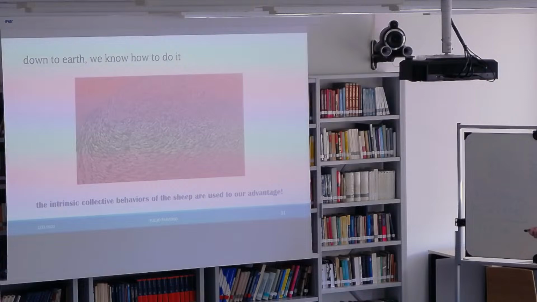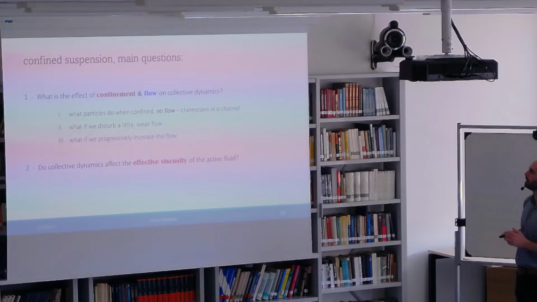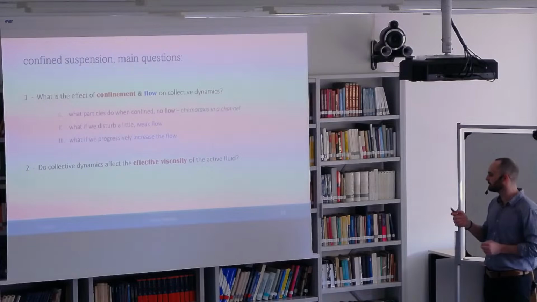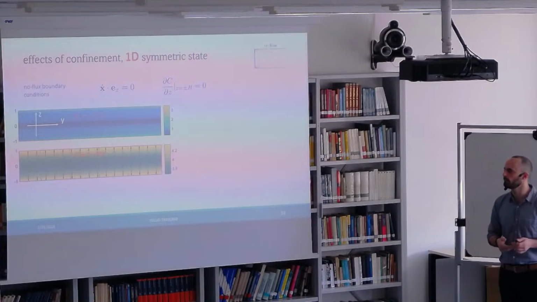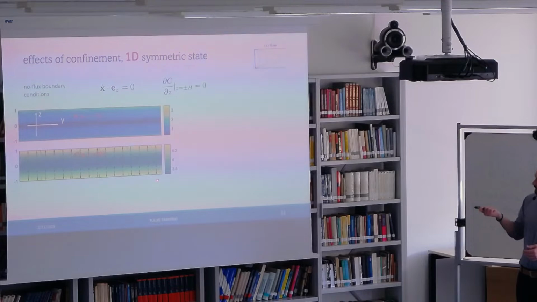So what's the effect of confinement and flow? We're going to put no flow, then weak flow, then more flow, of course. And does it change the viscosity of the fluid? Again, here we're solving numerically, because as soon as you put this boundary condition into the equation, the base state becomes more difficult and doesn't even have an analytical solution. What we observe is wall accumulation. First of all, the base state is uniform in this direction. Here I'm showing the average direction of the particles as arrows, and the color is the chemical field through which they interact.